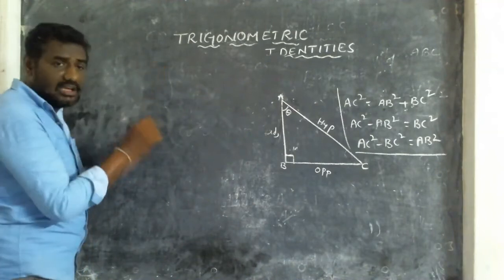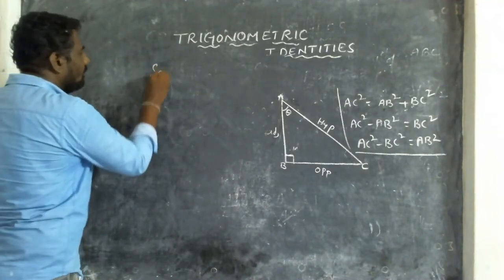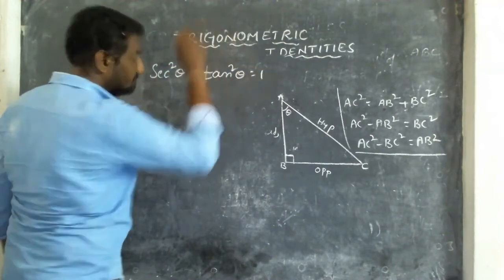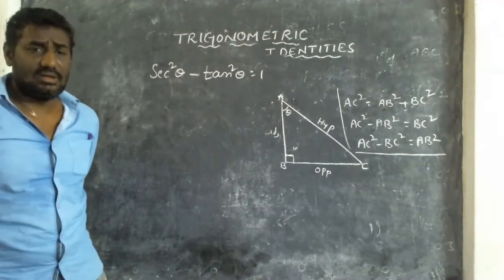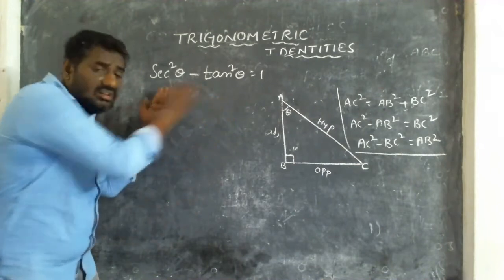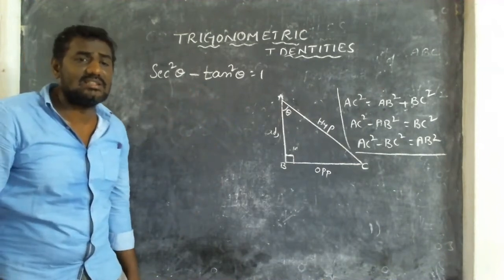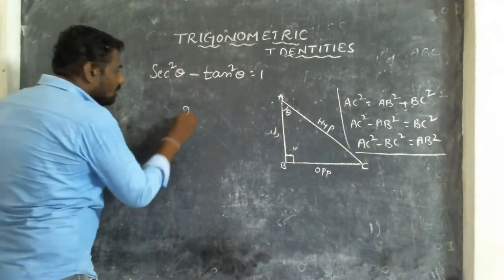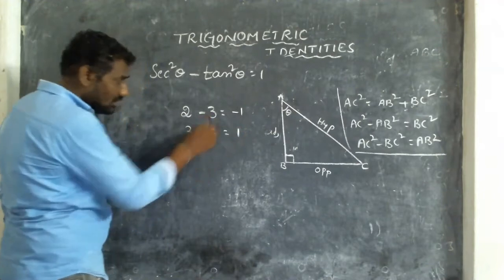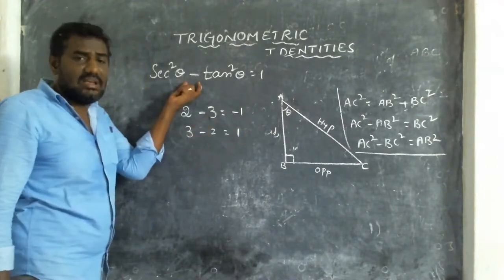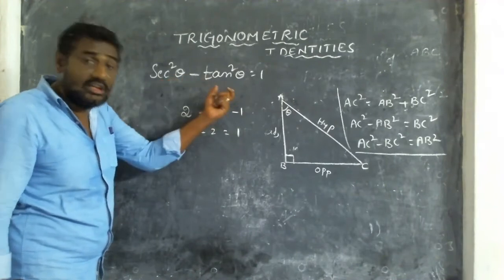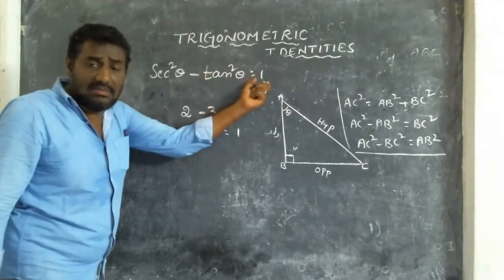Second identity. You must be very careful of this second and third identity. Sec square theta minus tan square theta equal to 1. What is the second identity? Sec square minus tan square equal to 1. But here we should not write in reverse. If you write in reverse, see, 2 minus 3 equal to minus 1, 3 minus 2 becomes 1. Are both the same or different? Different. When minus is there, we cannot write in reverse. Sec square minus tan square is not equal to tan square minus sec square.